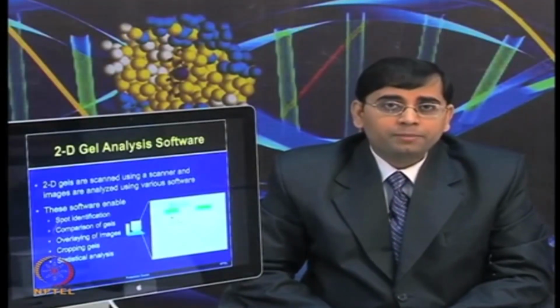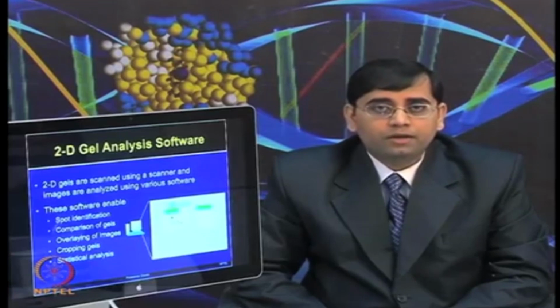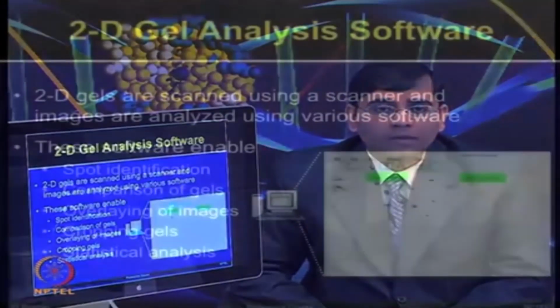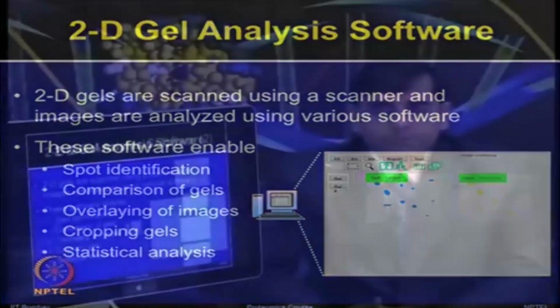There are many commercial software packages available for doing two-dimensional gel analysis. I will give you a comparative table at the end, but almost all of this software takes the scanned images and analyzes your gels using various steps. All these software enable spot identification, comparison of the gels, overlaying of the images from your control and your treatment, cropping the gel, the part which you want to compare, and further doing the statistical analysis.